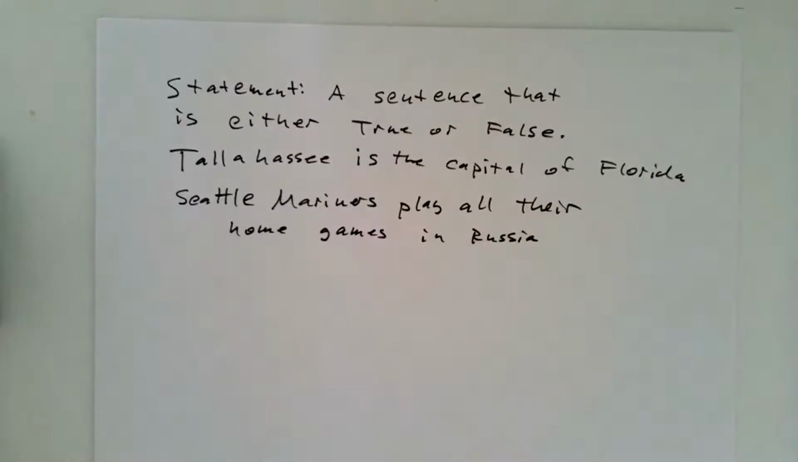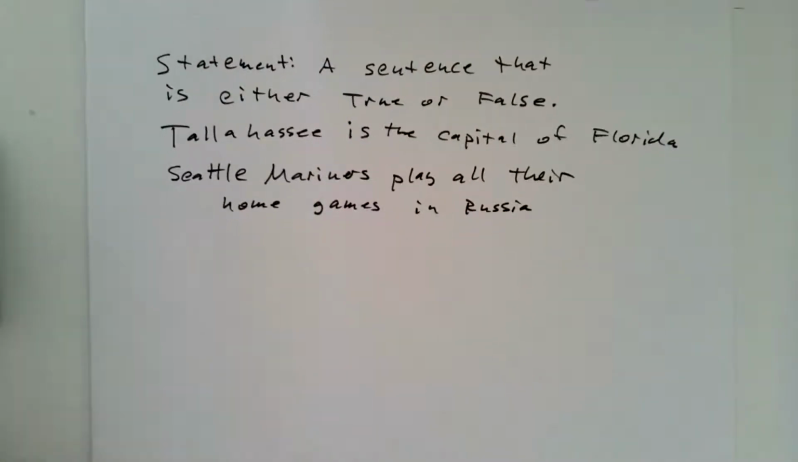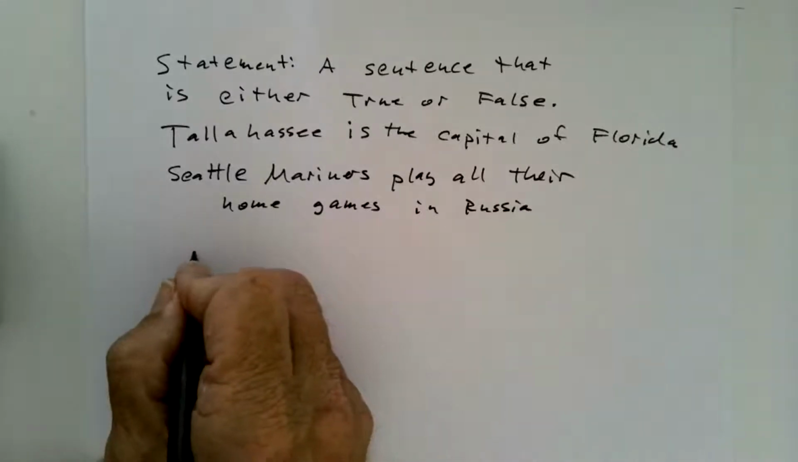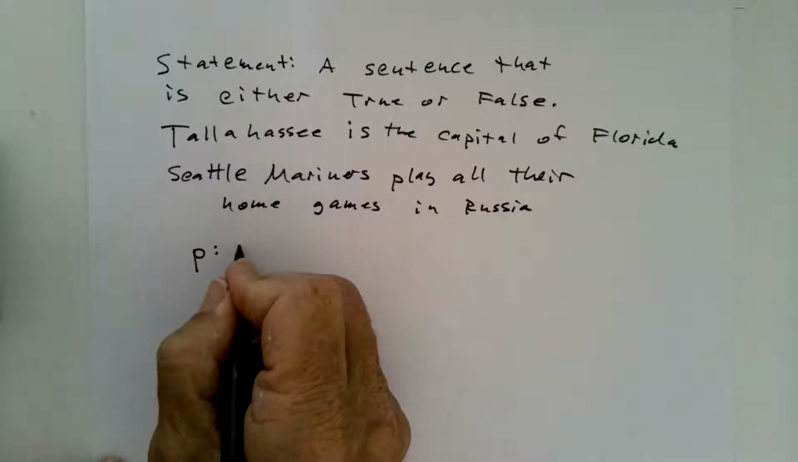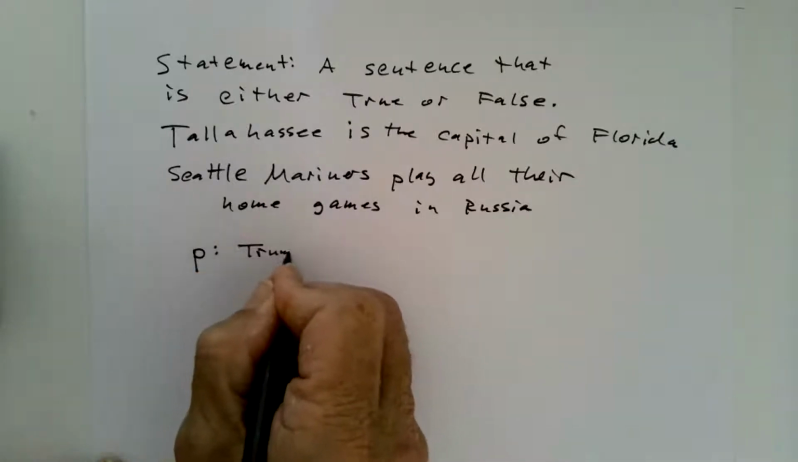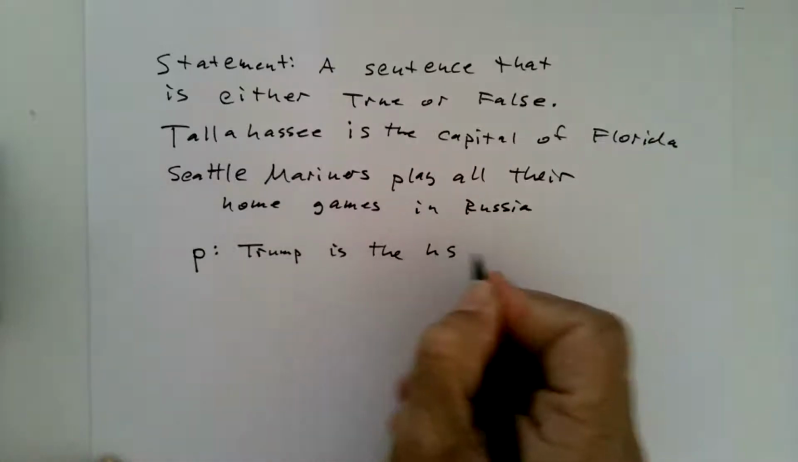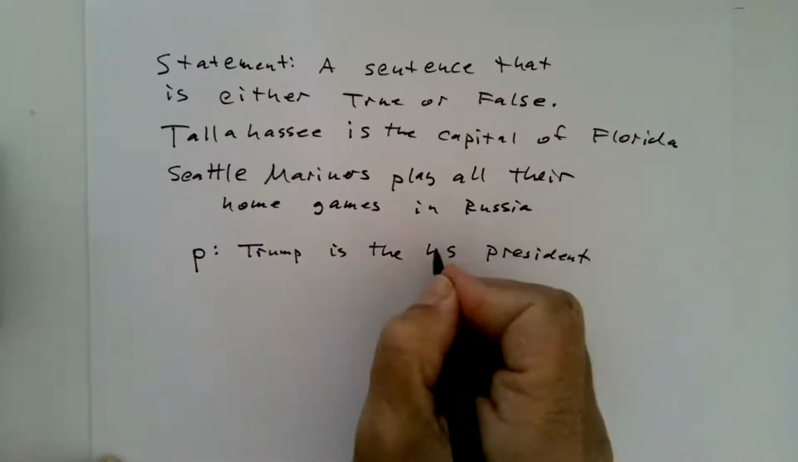That's a false statement. So a statement is not an opinion. It is not something people may debate. A statement has to have a truth value. Either it's true or it's false. Now, we tend to indicate statements with letters. So P could be what statement? P could be the statement that Trump is the US president. So depending on when you're watching this video, this is either true or it's false.